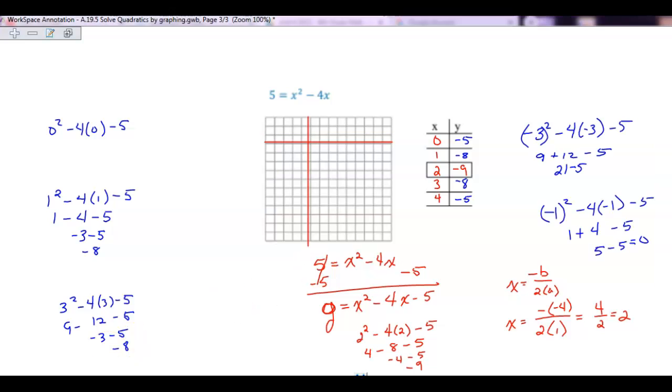Because I was looking for where it was going to cross the x-axis, I tried some negative numbers. I tried -3, and that gives me a very large number, 21 minus 5, which would be 16. That's a very difficult one for me to graph. But if I did -1, I had 1 plus 4 minus 5. 5 minus 5 is 0. So in this one, I get (-1, 0), it actually crosses the x-axis. So at (-1, 0) here, it's going to cross.